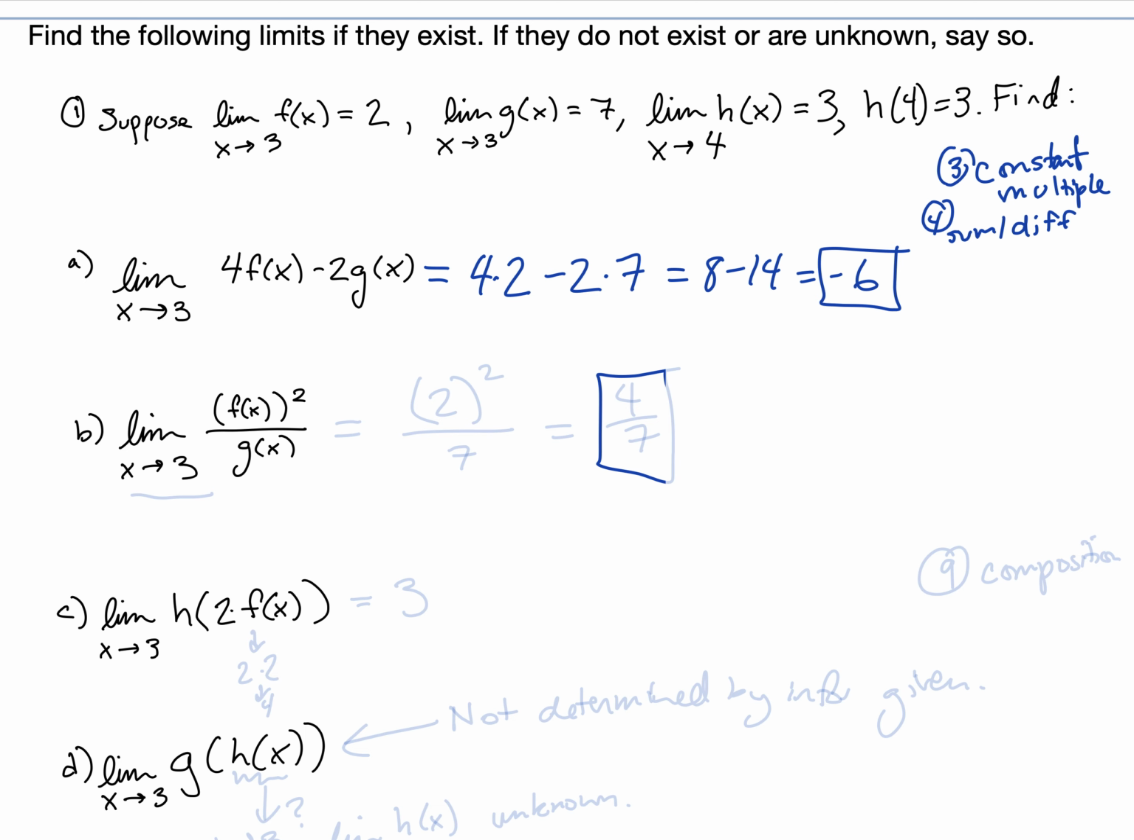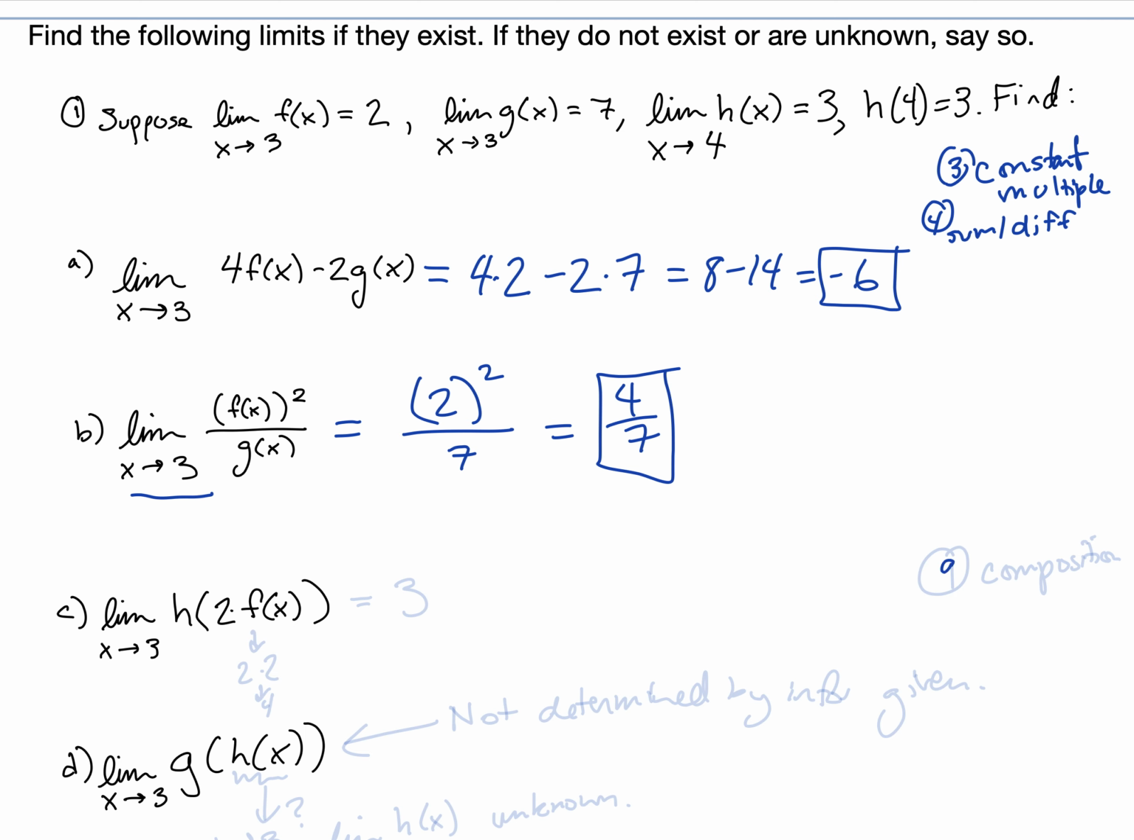For part B, we also have rules above for exponents of functions that have limits defined as x approaches a value c. So again, we can just plug in what we know. The limit as x approaches 3 of f of x is 2 squared divided by g of x, that's 7. So this is 4/7, and we can just leave our answer like that.